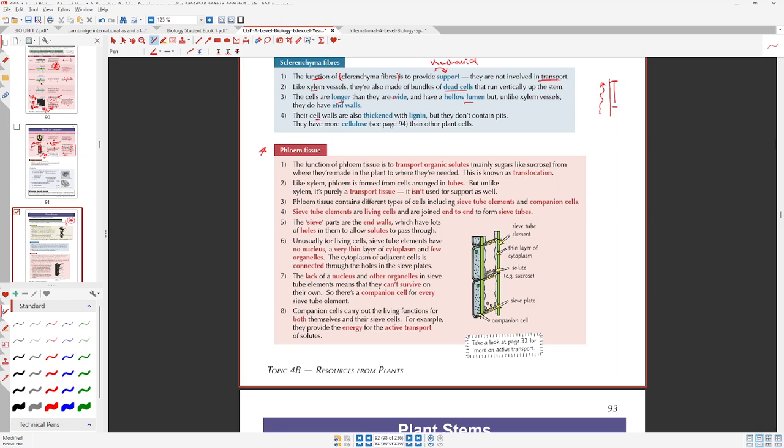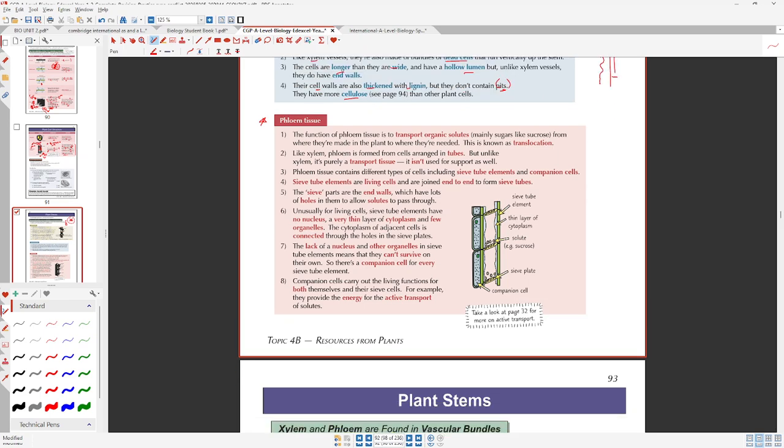Now the cell walls are also thickened with lignin, of course, but they do not contain pits, again, because they're not used for transport. And they have more cellulose, of course, because they're used for structure, to be more rigid. You could probably think of it also having more hemicellulose. Probably will have that adaptation.